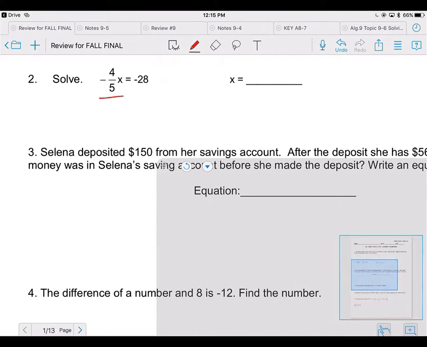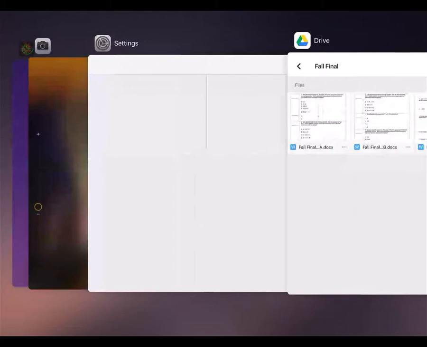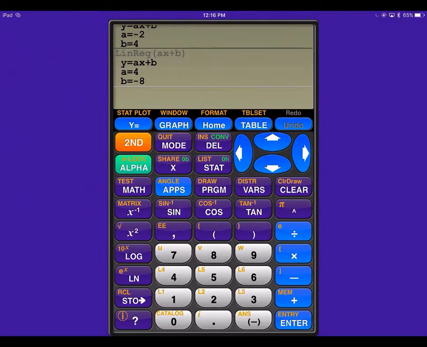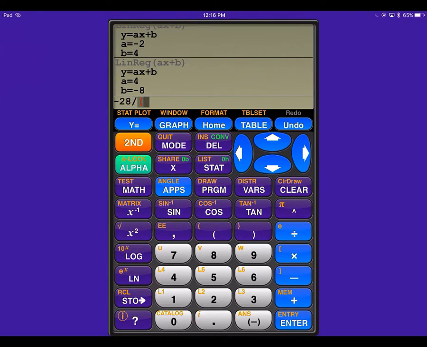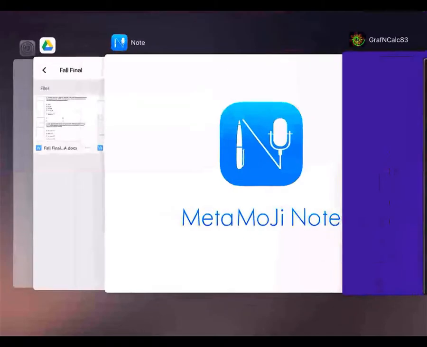Problem 2, we just divide both sides by -4/5 to solve for X. When we divide in my calculator, we have -28 divided by -4/5, and we get 35.